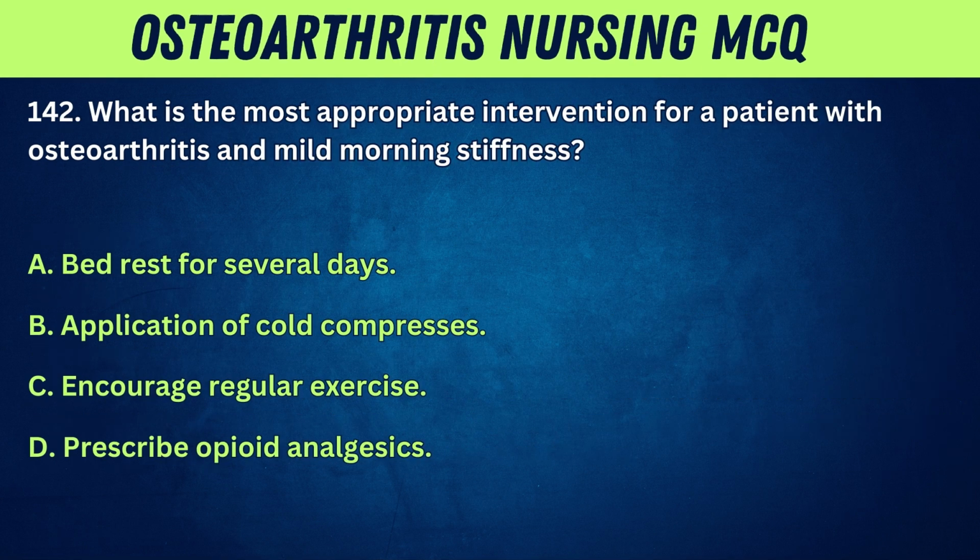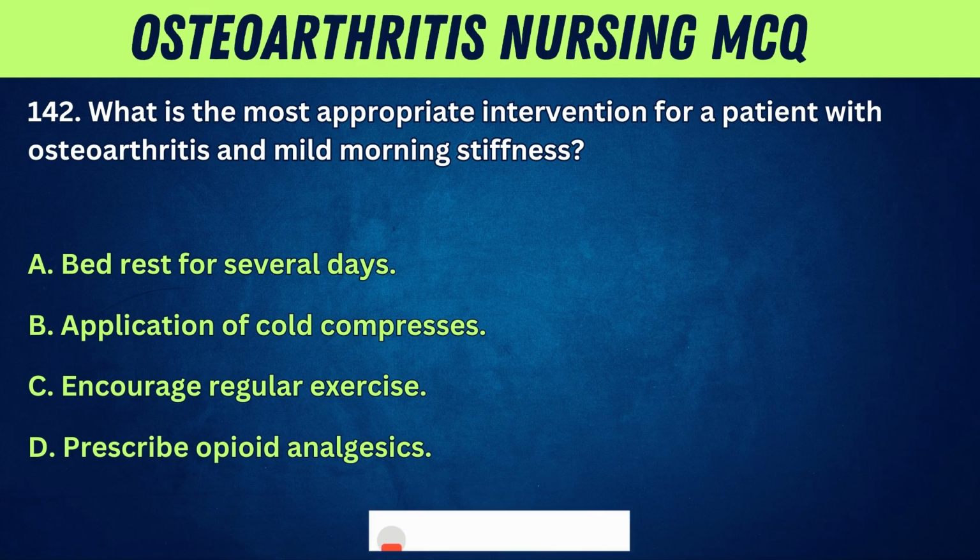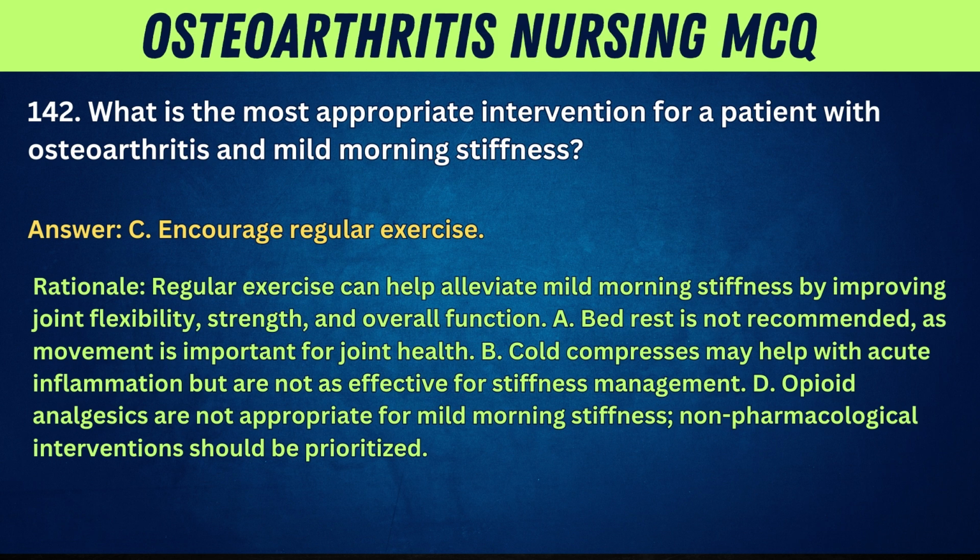142. What is the most appropriate intervention for a patient with osteoarthritis and mild morning stiffness? A. Bed rest for several days. B. Application of cold compresses. C. Encourage regular exercise. D. Prescribe opioid analgesics. Answer: C. Encourage regular exercise. Rationale: regular exercise can help alleviate mild morning stiffness by improving joint flexibility, strength, and overall function. Bed rest is not recommended, as movement is important for joint health.